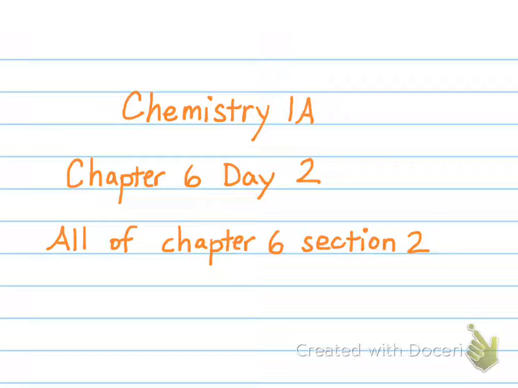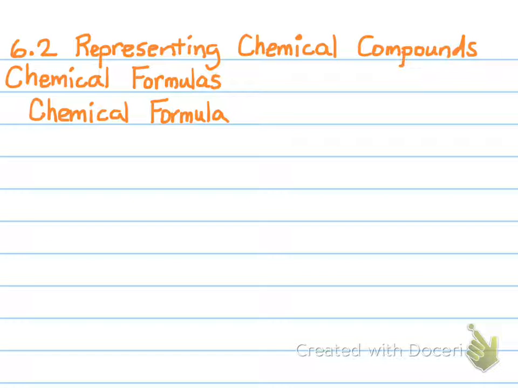And in this section, remember previously in Chapter 6, we did an overview of molecular compounds with covalent bonds, made of two nonmetals, and ionic compounds with ionic bonds, made of metals and nonmetals or polyatomic ions. Today, we are talking about how we represent these chemical compounds, so we're going to talk about the formulas for these. Section 6.2 is titled Representing Chemical Compounds, and we're going to start by talking about chemical formulas.